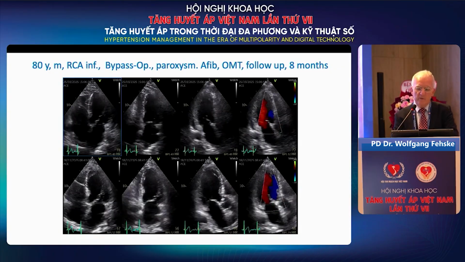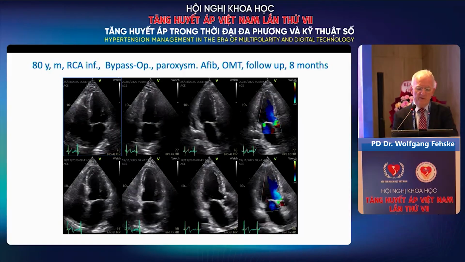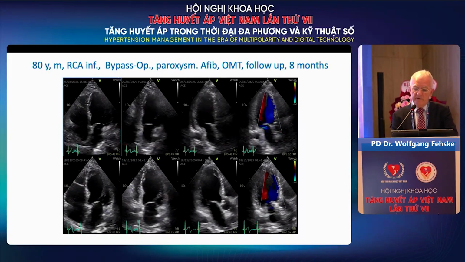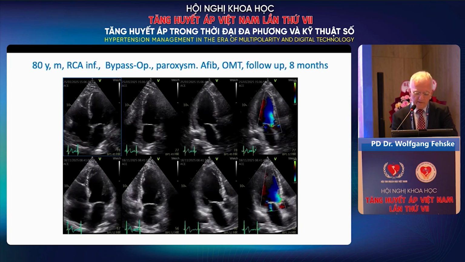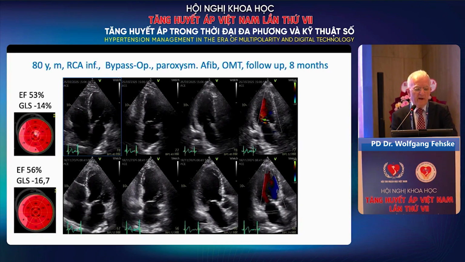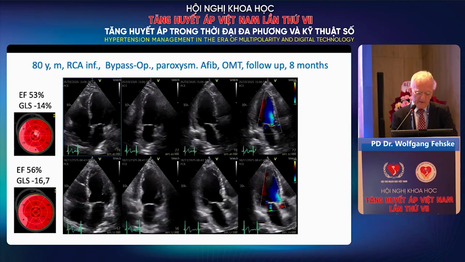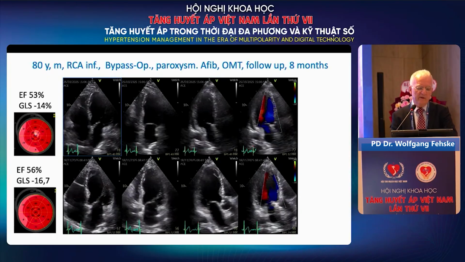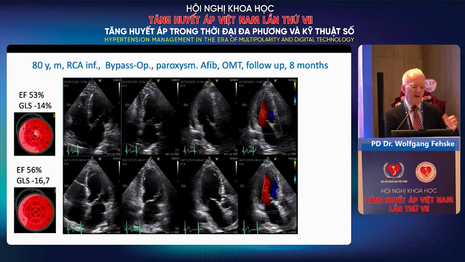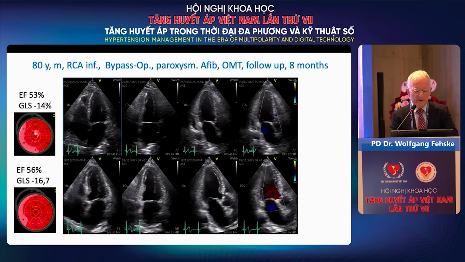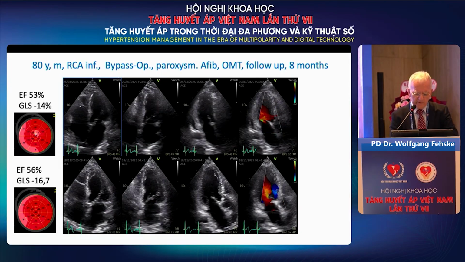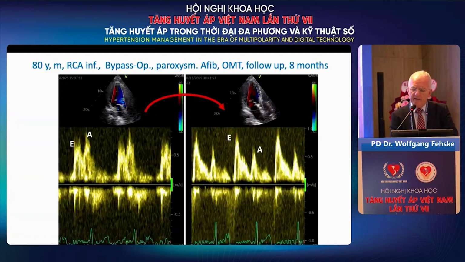So in the first line, you see the first examination. Here, the second examination 8 months later. And what you can see is that the mitral regurgitation is there as before, and everything looks very similar. And you see the strain of the left ventricle, and you see that the ejection fraction parameters are very similar. If you like, you can call it now a HFpEF, but it's a patient with coronary artery disease and bypass operation. And then we go through the mitral valve.